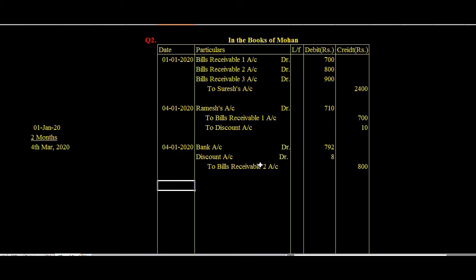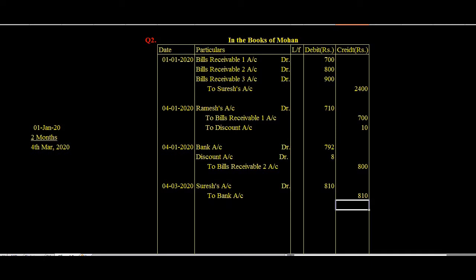So on 4th March, what happened? 4/3/20. The bill which we had discounted with the bank has been dishonored. Remember, if a bill is dishonored, in all possible conditions, drawee's account will have to be debited. And we had discounted the bill with the bank, so to bank account. Second bill. The value of the second bill was 800. However, there is 10 rupees of noting charge as well. So the amount becomes 810.